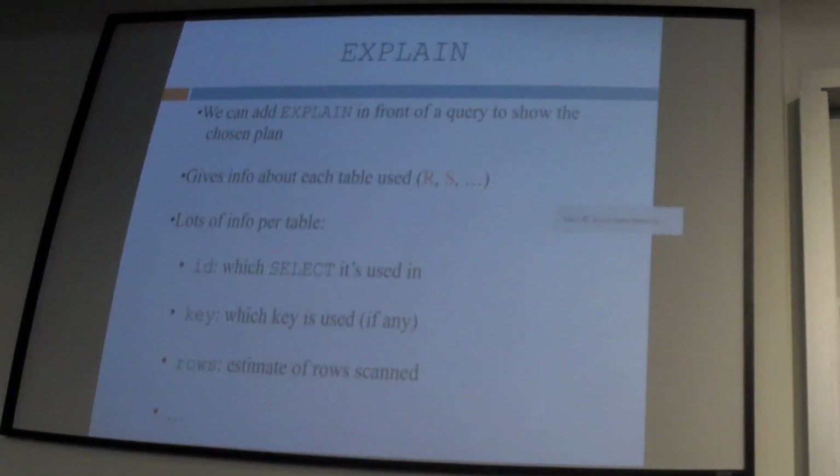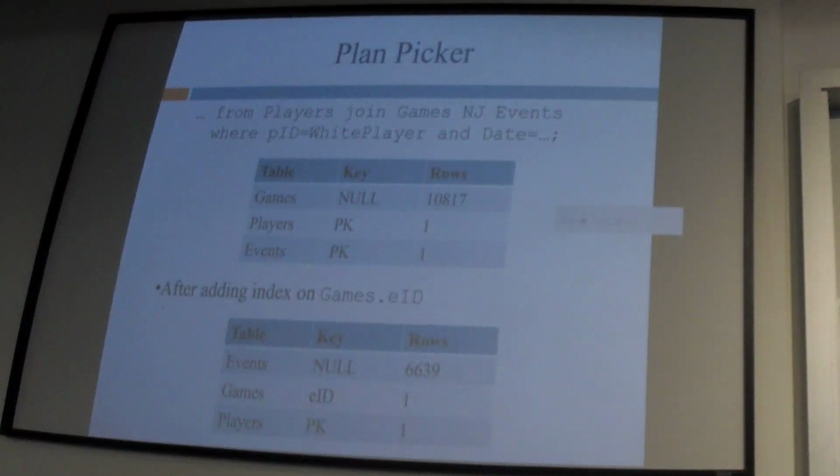So just kind of recap. We saw with a certain query where we're looking for white players on a certain date, we get these two different plans. Games, players, then events versus events, games, then players. And the estimated amount of work went down.